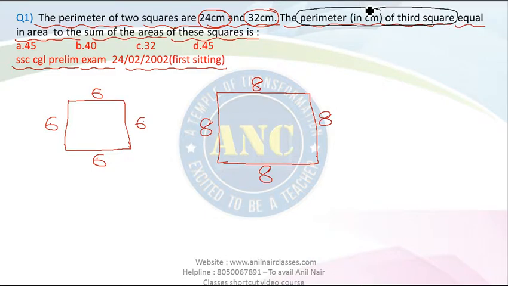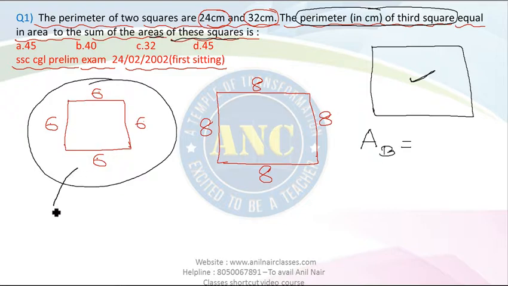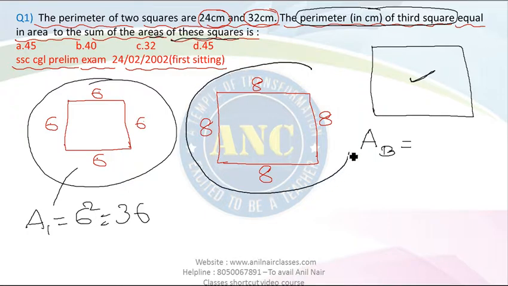Okay, let us find the perimeter of the third square. There is another square which they are talking about. I want to find the perimeter of this black color square, which is equal in area to the sum of the areas of these two squares. That means the area of the black square is equal to the area of this square, which I'll call A1, that is 6 square, 36, and the area of this other square, which I'll call A2, that is 8 square, 64.